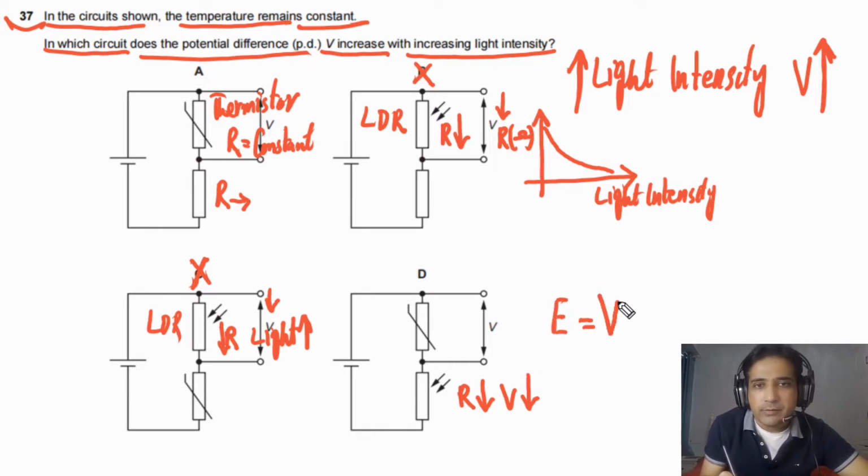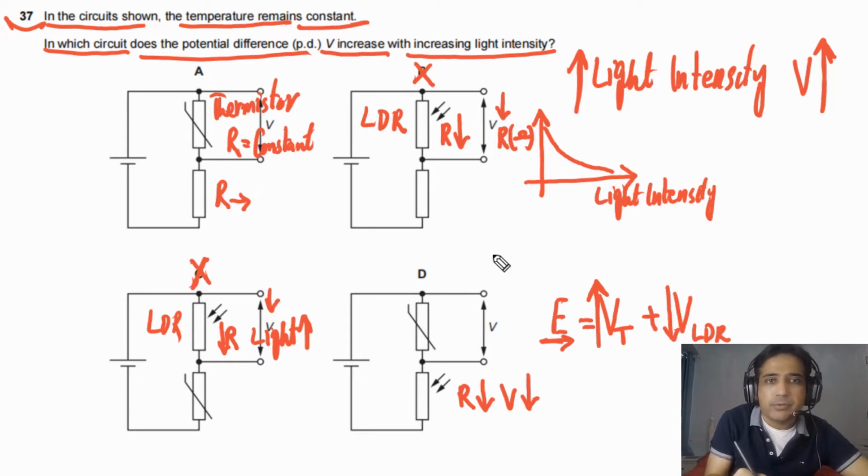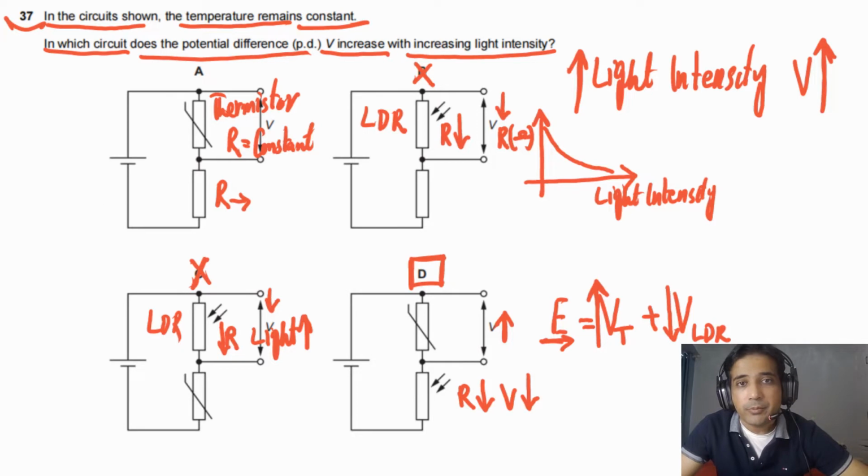So we can say the V_T means this is the potential difference across the thermistor, plus the potential difference across the LDR. So when light intensity increases, the potential difference across the LDR will decrease. But the EMF of the battery is constant, so the potential difference across the thermistor in this case will increase because temperature is constant. So this reading will increase. So our answer for this question is D. So this is how you can approach this problem.